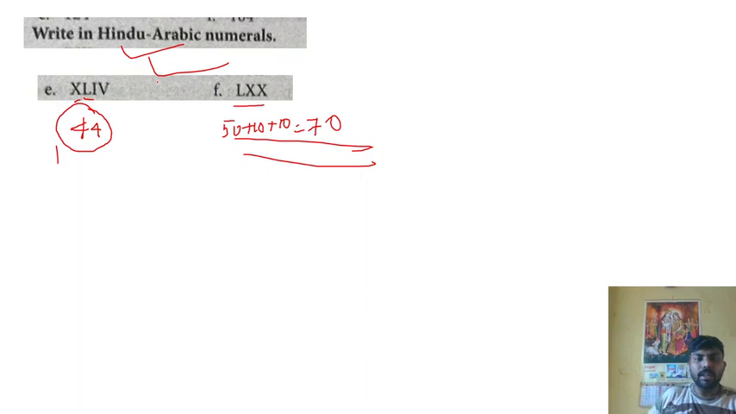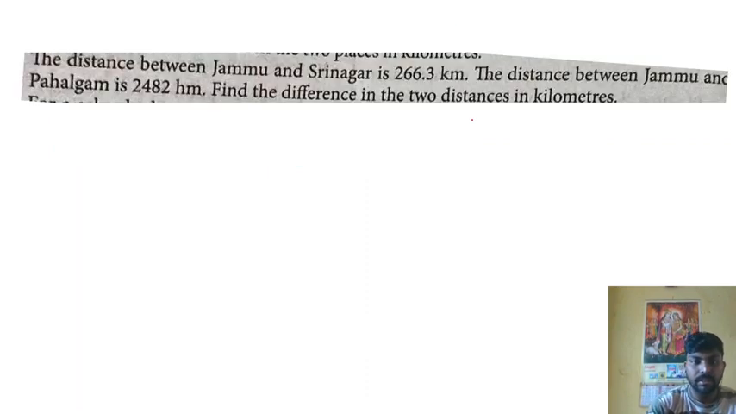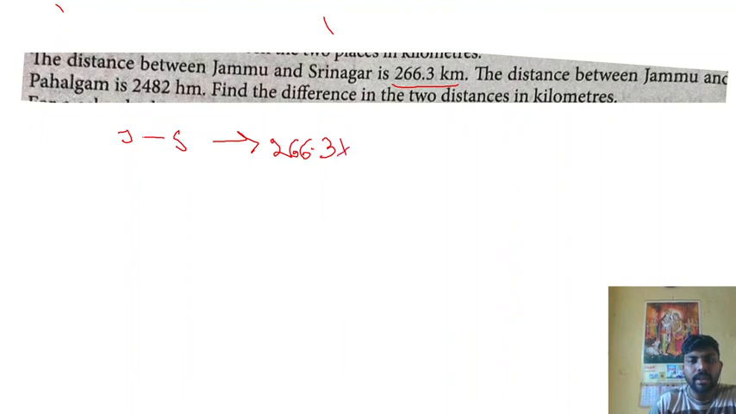Now we are moving to the next part. The last question I am talking about: the distance between Jammu and Srinagar is 266.3 kilometers. Jammu to Srinagar has a distance of 266.3 kilometers. Very good. Now I am just writing the kilometer.